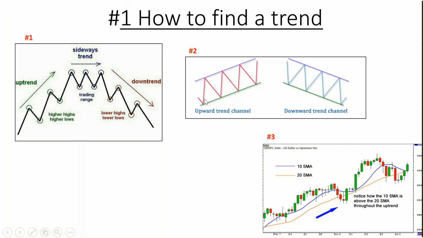Second one, to make it easier and simpler, you make a channel. You link the touching points with lines, and then you go to this channel, so it will be easier for you to find an upward channel or downward channel. The third one, you can also use a moving average. It can be a simple 10 moving average or 20 or 21 as you prefer. If the moving average is rising, it means uptrend, and if it's going down, it's a downtrend. So in this chart, as you can see, the moving average is rising, the price is also going up. So these are the 3 ways you can find a trend.